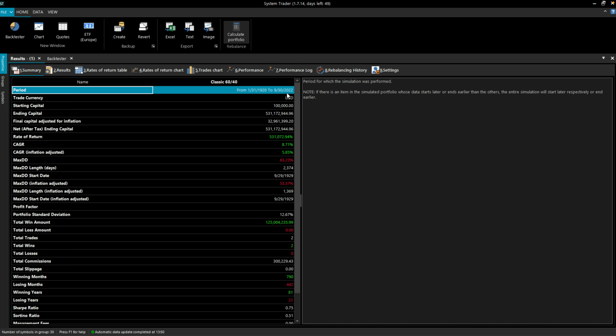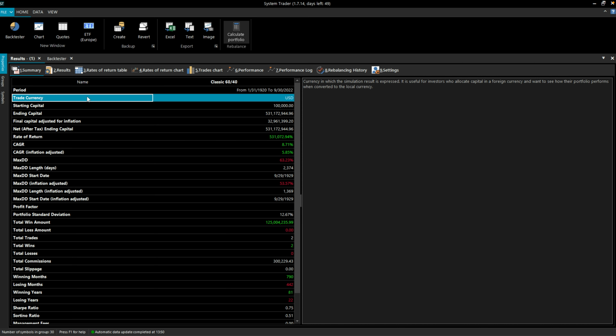And it's just a period for which the simulation was performed. Whenever you select anything from the summary results, you see on the right the small description. For example, if we click trade currency, we see USD, and here the description saying that it's a currency in which the simulation result is expressed. If we would set it in, let's say, euro, then although we were investing in ETFs expressed in dollars, we would see the results in euro.